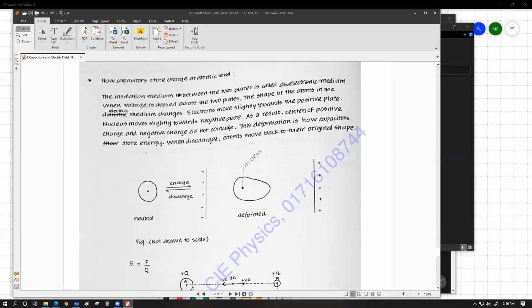Why does the nucleus move? The whole atom is in the same place. There is a relative position. Okay, so nucleus should also move because there is a force of attraction from the negative plate. Okay, makes sense. Sorry, I messed up. As a result, centers of positive charge and negative charges do not coincide. This deformation is how capacitor stores energy. When discharged, atoms move back to their original shape.